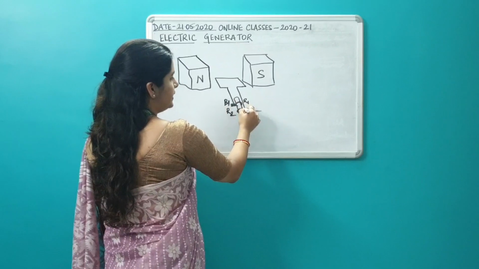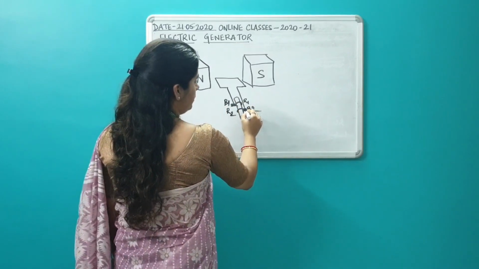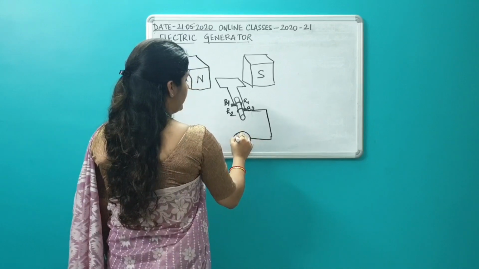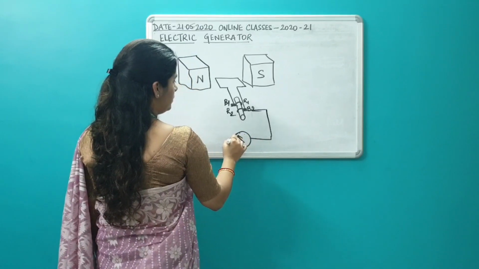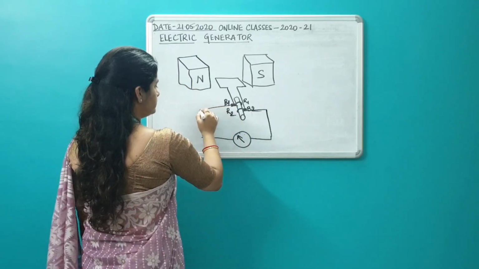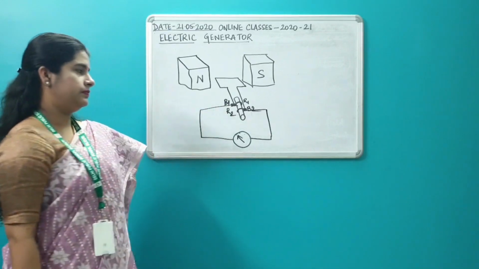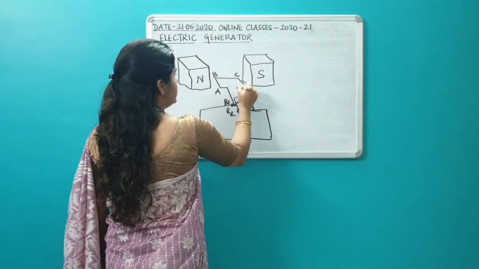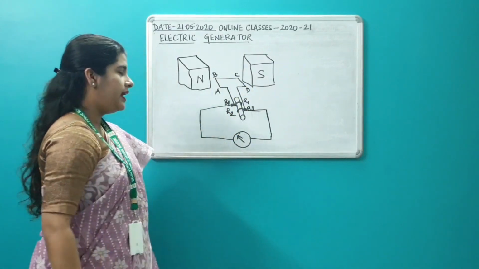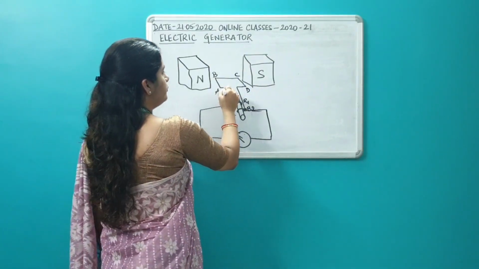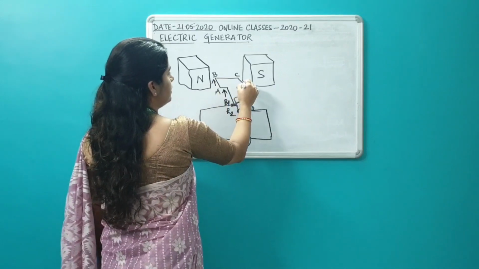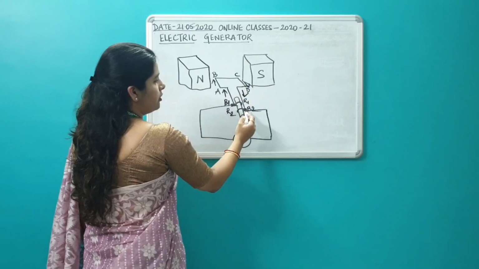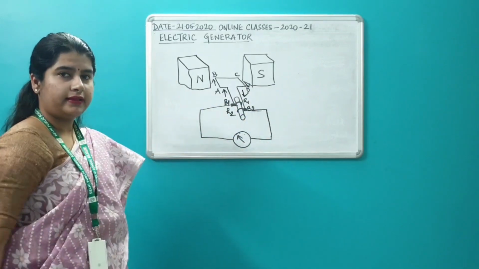And the coils are connected like this. And then this whole thing is connected to a galvanometer. This coil, let me name it A, B, C, D. And this is the direction of the flow of current: from A to B, C to D, from B2 to B1, like this.